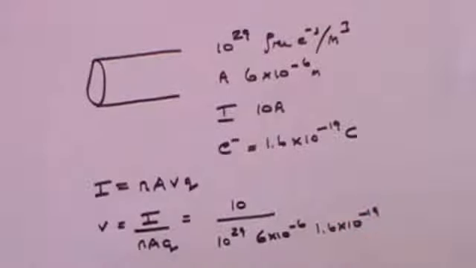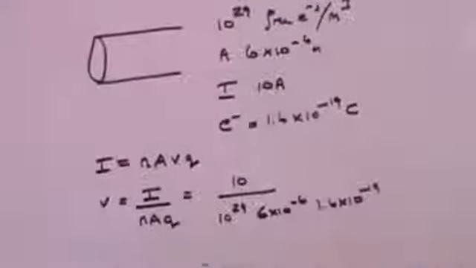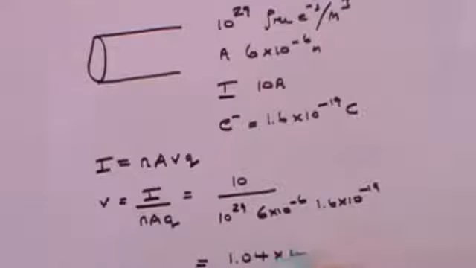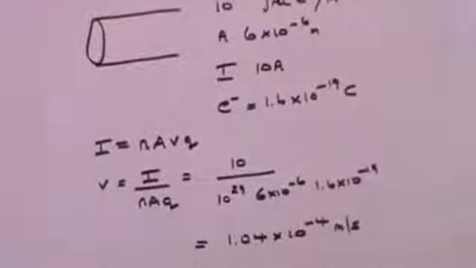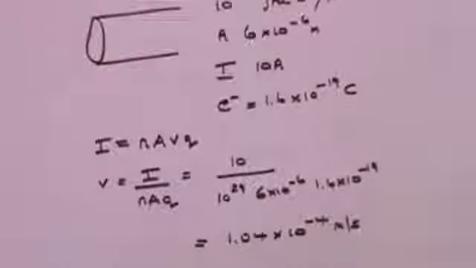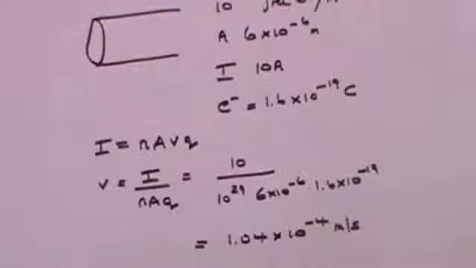And in circumstances like this, the most difficult thing is to keep track of all the 10 to the minus 6s and 10 to the minus 19s. But if I've got it right, that should be 1.04 times 10 to the minus 4 metres per second. So in fact, the drift velocity of electrons through the copper wire is very, very slow. It is something of the order of 1 millimetre per second.